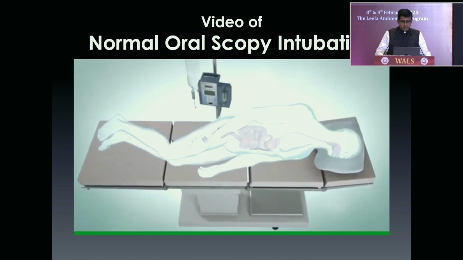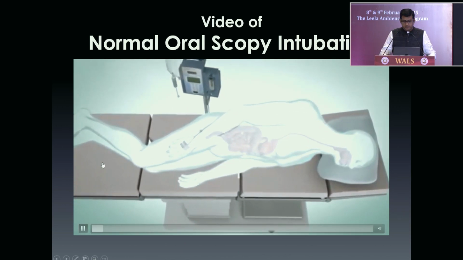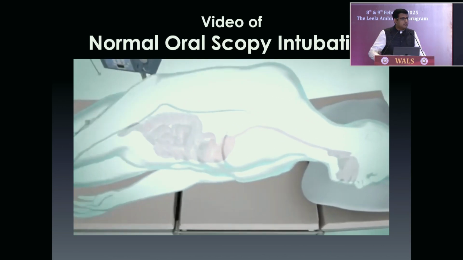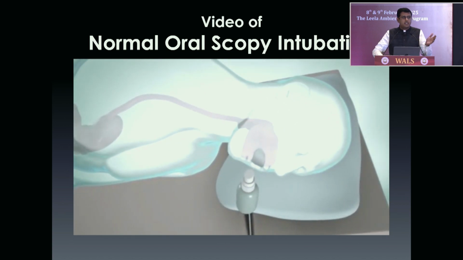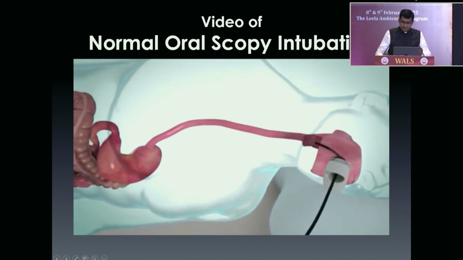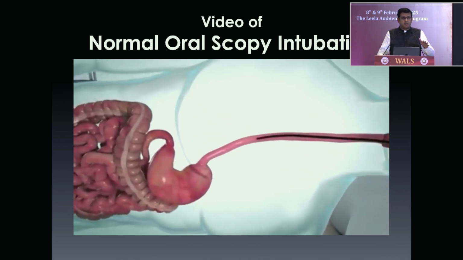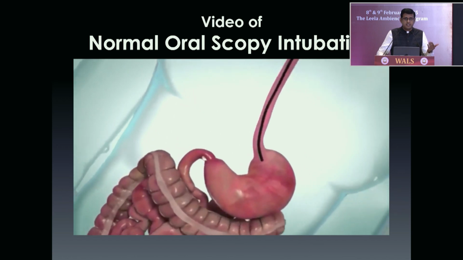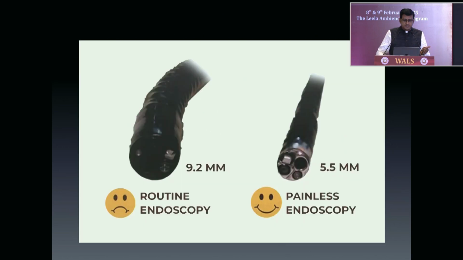It's a small video of a normal oral intubation. Can you just play the video? Yeah, it's the common position of the patient, left lateral, and the oral intubation is done, before which a small local anesthesia is sprayed. After that, the oral endoscope, of normal size, enters the oral cavity, then goes to the esophagus, stomach, and the second part of the duodenum, and comes back, and you find whether there is any reflux or not.